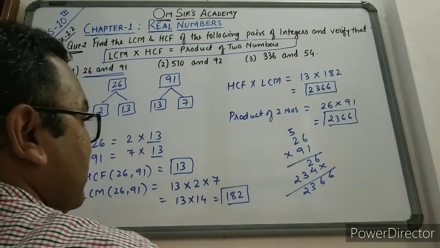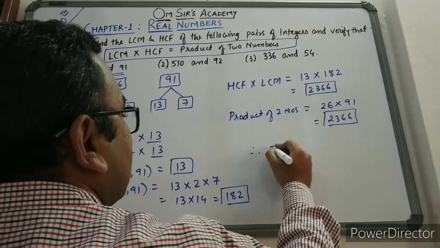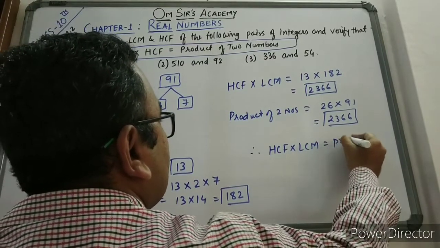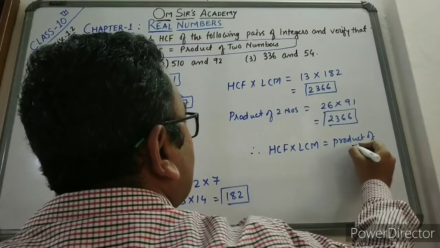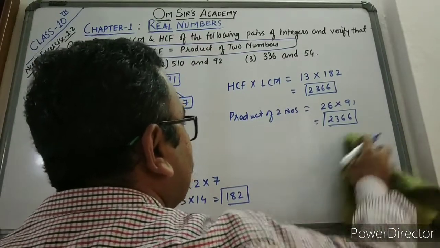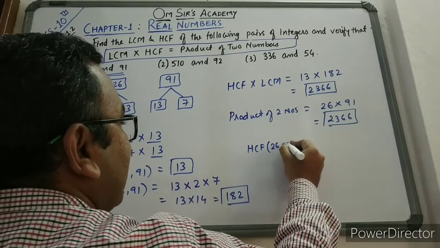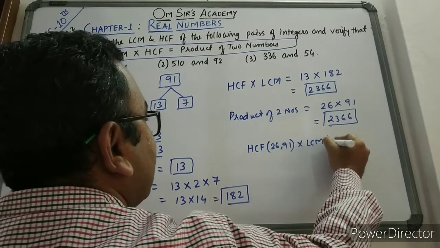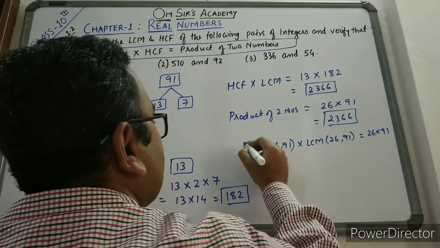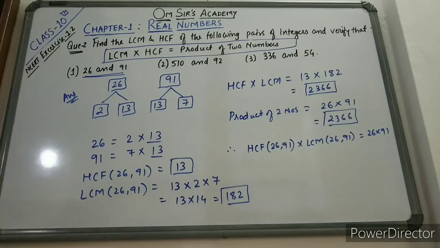So here with this what we did is, therefore it is verified: HCF into LCM is equal to the product of two numbers. Or you can write it in another way as HCF of these two numbers, 26 and 91, into LCM of these two numbers, 26 and 91, is equal to 26 into 91. Hence it is verified. Is it clear friends? So it was very easy.